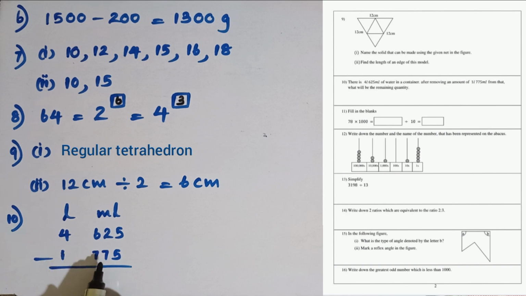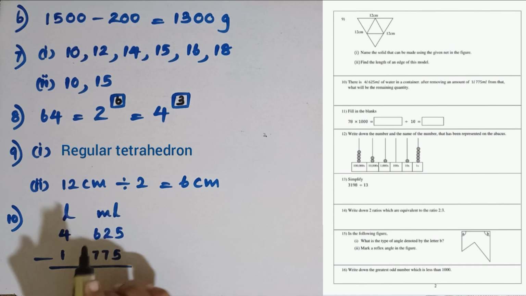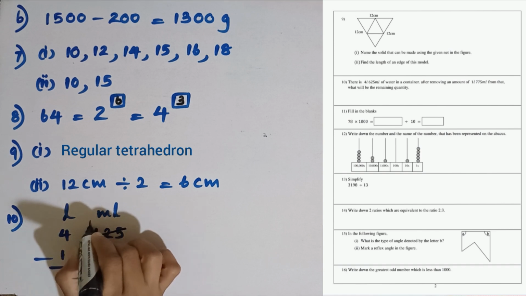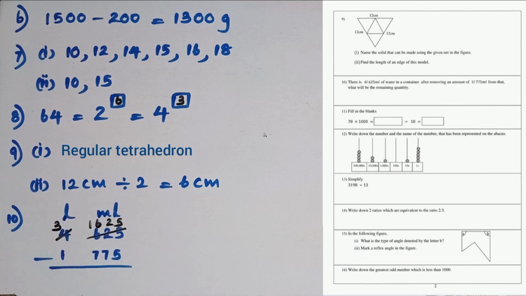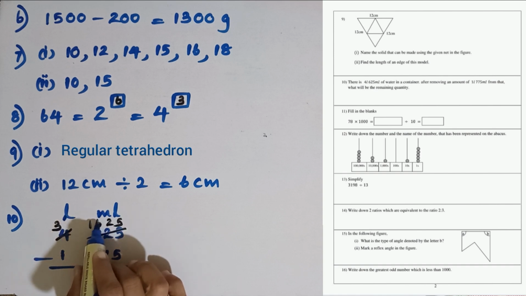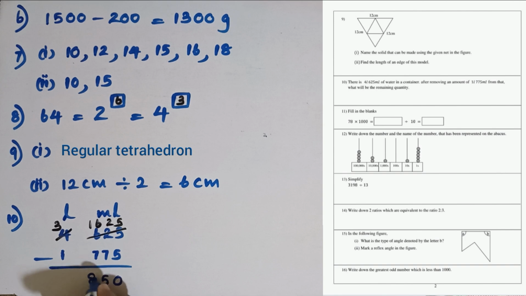As we can't subtract 775 from 625, we have to take 1 liter from this side. Then it becomes 1000 milliliters. Then here the addition is 1625. Now the remaining is 3 here. Now we can do the subtraction. 5 minus 5 is 0. 12 minus 7, 5. Then here the remaining is 15. 15 minus 7 is 8. 3 minus 1, 2. So the answer is 2 liter 850 milliliters.